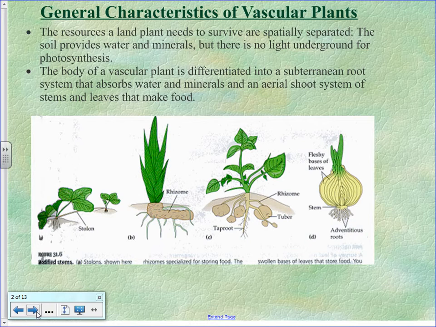Now, unfortunately, carbon dioxide is available up here. Water is available down here. They are spatially separated. The plant has to be able to transport water to the leaves so that it can support the process of photosynthesis. The plant also needs to be able to transport the stuff produced in photosynthesis, sugar, down to the roots that can't carry out photosynthesis themselves.